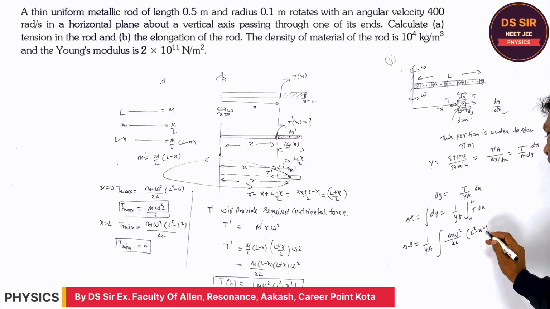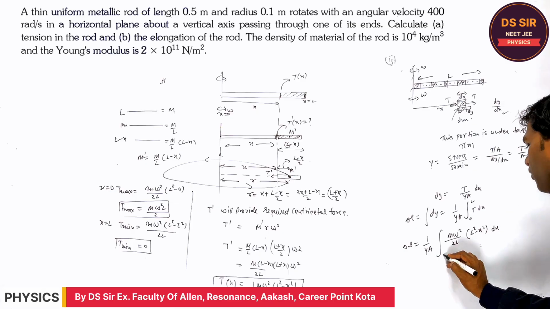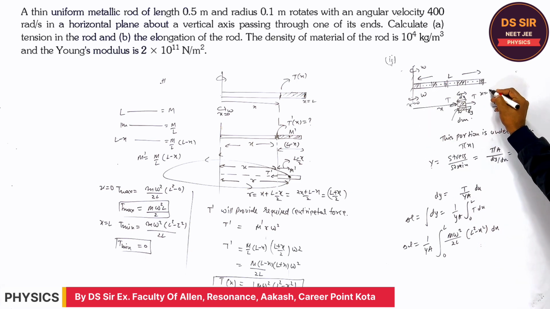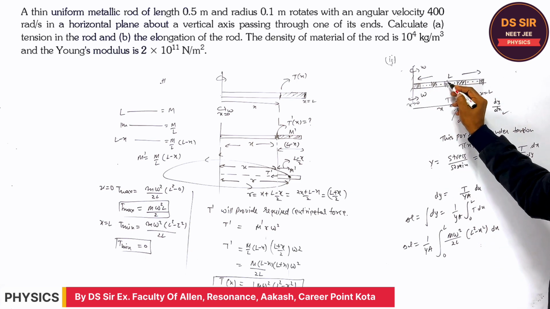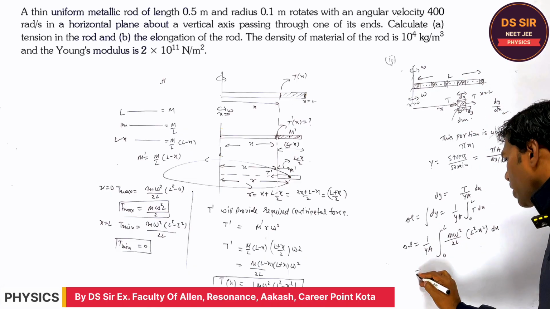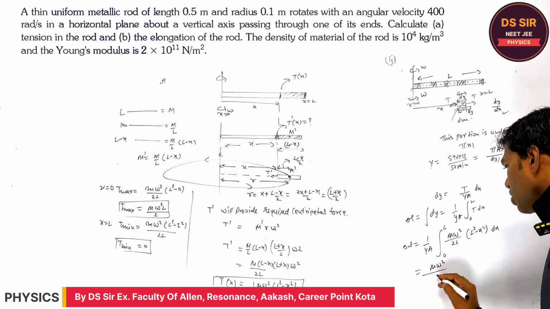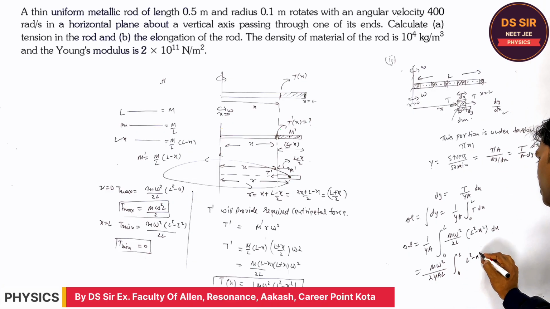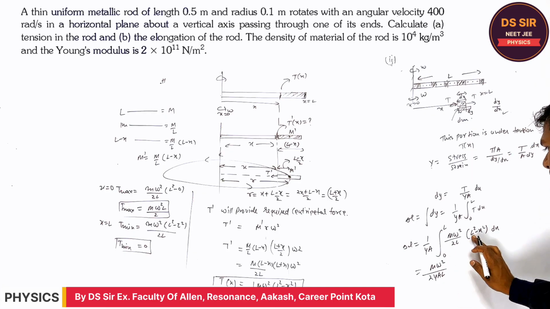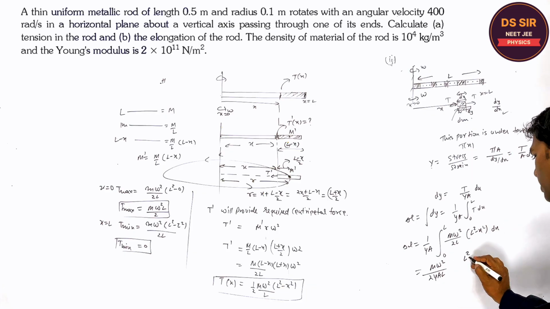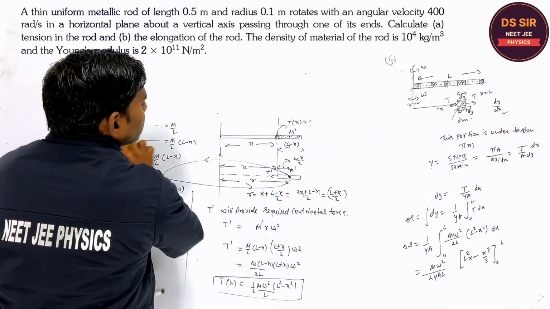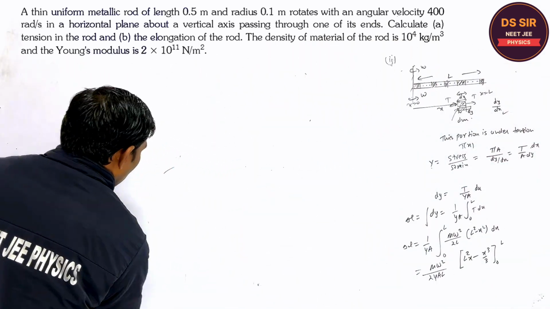L square minus x square into dx from 0 to L, because we have to find the elongation at every portion from 0 to L. So m omega square upon 2YAL, integral from 0 to L of (L square minus x square) dx. So I am writing the integration. What is the integration of L square? It is Lx minus x cube by 3, from 0 to L. Is it clear or not? In this way, you can find the total elongation in the rod.